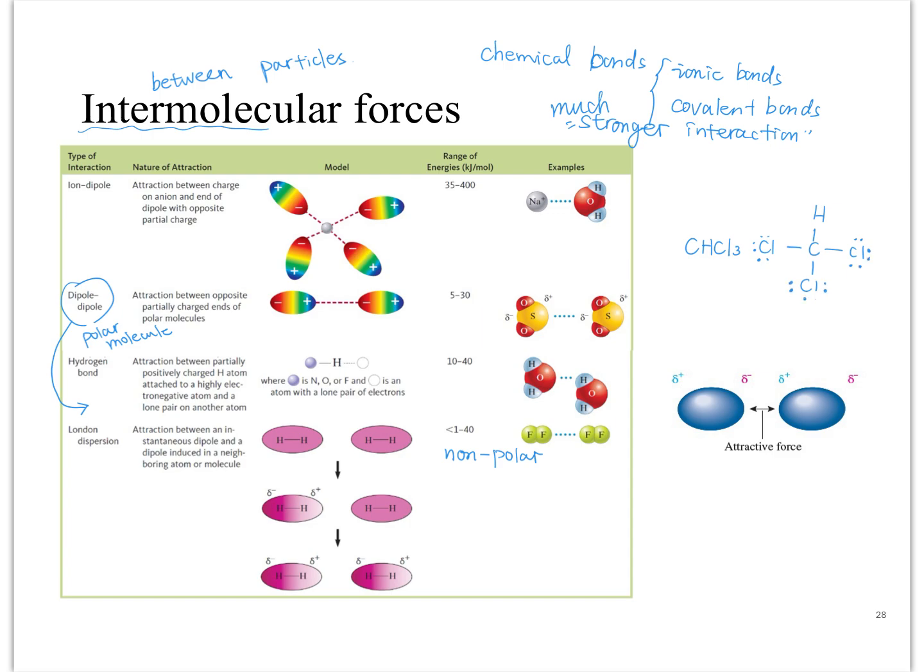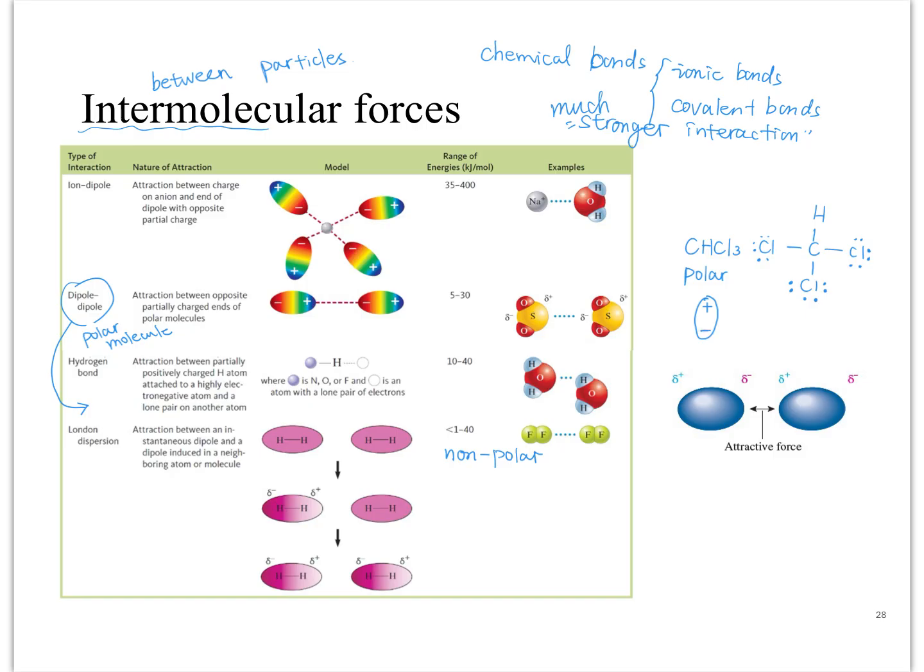Then we are going to look at what is connected to see if all these items are different or the same. And for this one, what we see here is 3 chlorine and 1 hydrogen, different. So this molecule is polar. So what does that mean? For this molecule, you are going to have a positive charge side and a negative charge side.